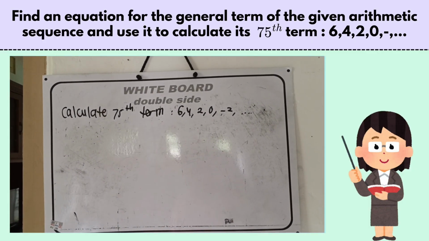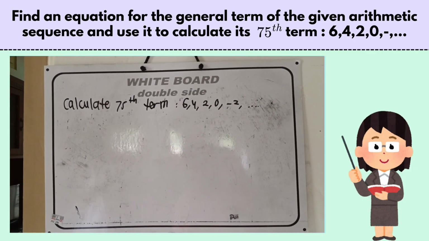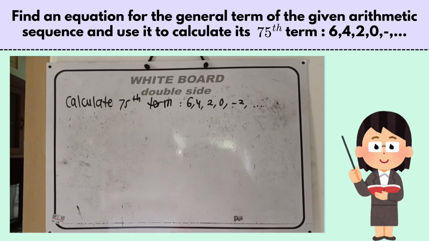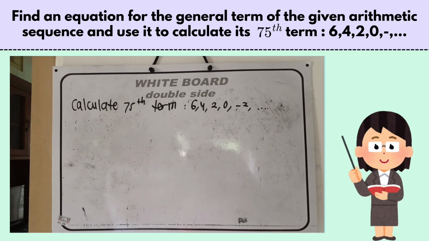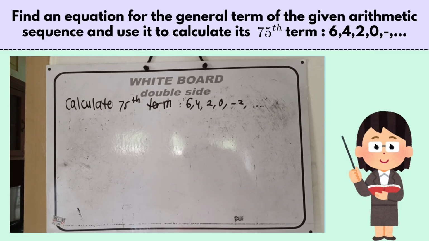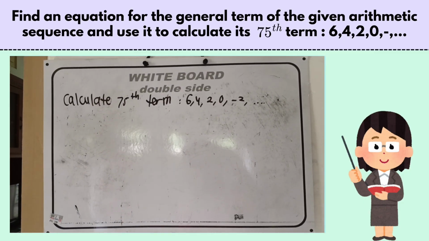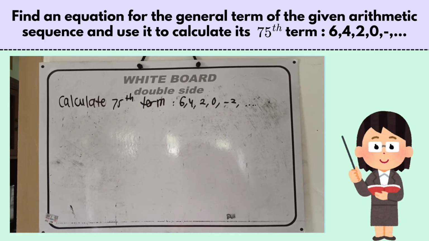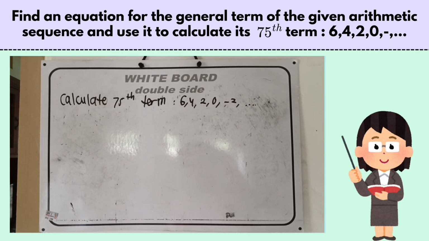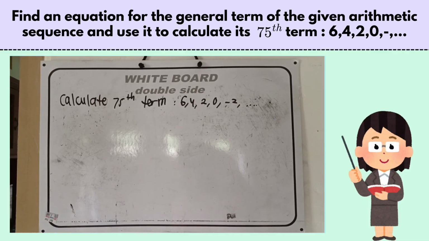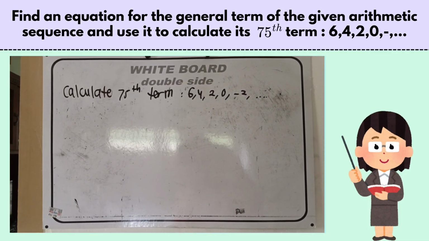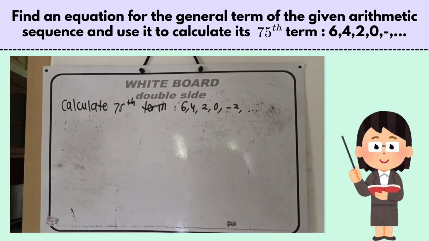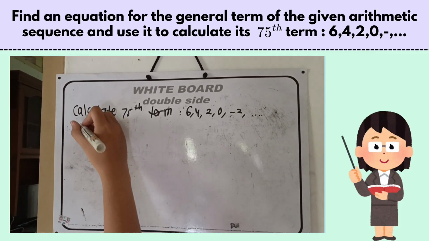Then for the second, find an equation for the general term of the given arithmetic sequence and use it to calculate its 75th term. And we have 6, 4, 2, 0, -2, and to be continued. Okay, to solve this problem, for the first, we must find the common difference, or the symbol is d.